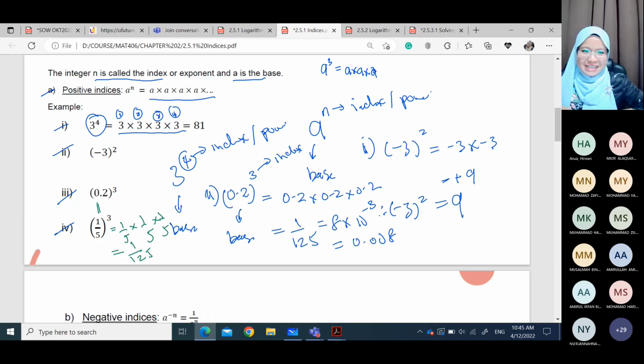Okay? Jelas. Ini indeks. Positive index. So masuk positive index adalah kuasa yang melibatkan positive number. Okay? Alright, so ini ada soalan tak untuk A? Positive indices. Any question? Tak ada.